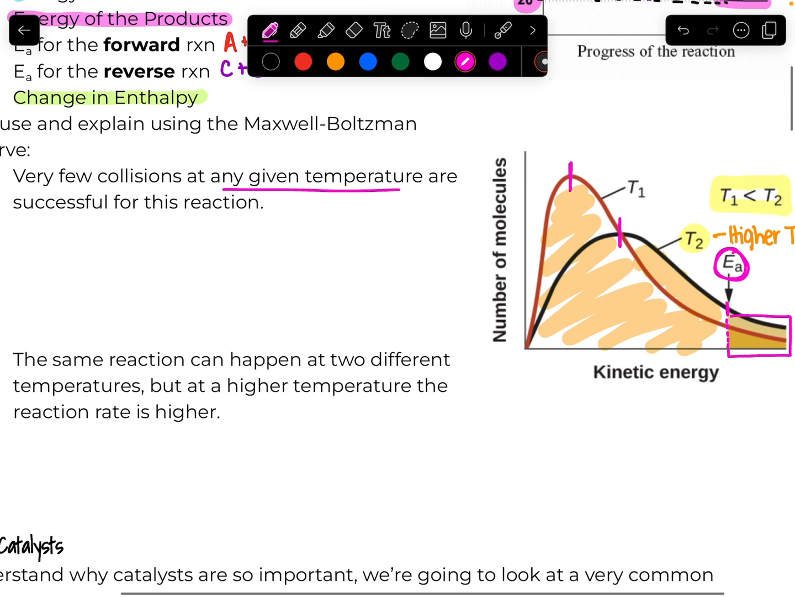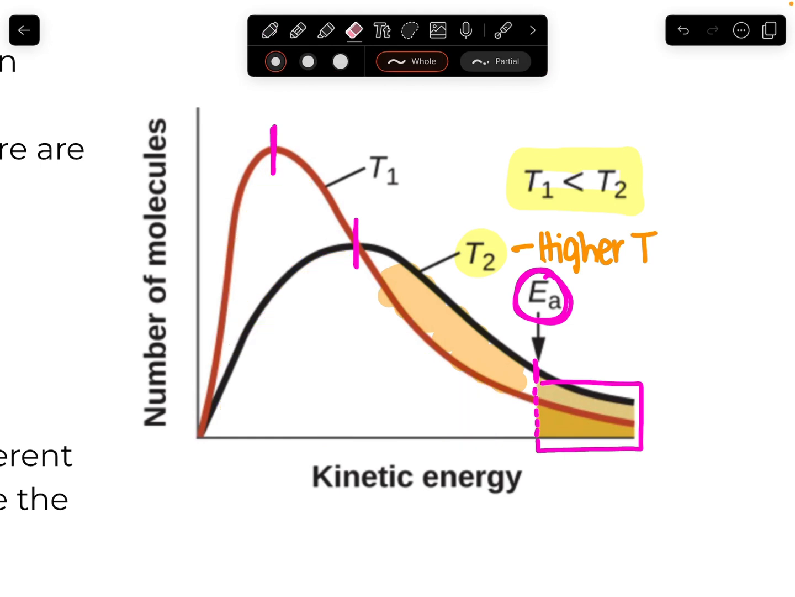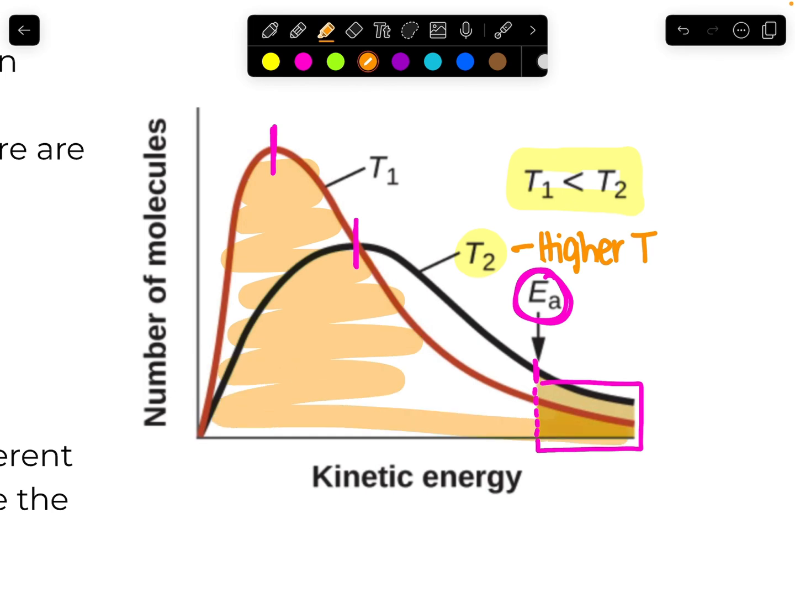Okay, so the second part asks us to explain why the same reaction can happen at two different temperatures, but at the higher temperature, why is the reaction rate higher? So meaning, why is the reaction faster if you're at a higher temperature? Again, let's go back to the activation energy. What we're comparing is the area under these two curves. For the lower temperature curve, I'm going to highlight everything under that area in orange. The probability of a successful collision is only in this little area here. So I only have this little area where a collision is likely to be successful.